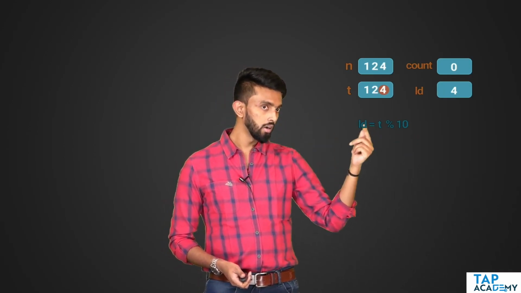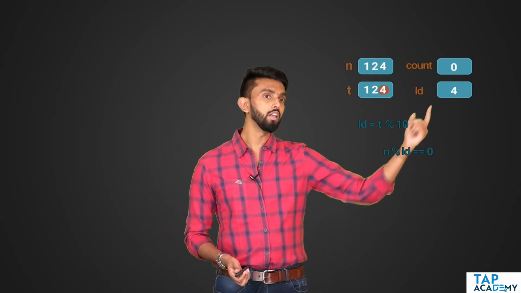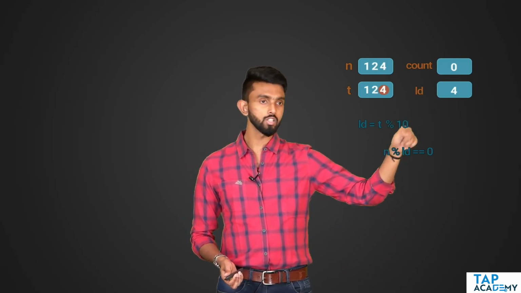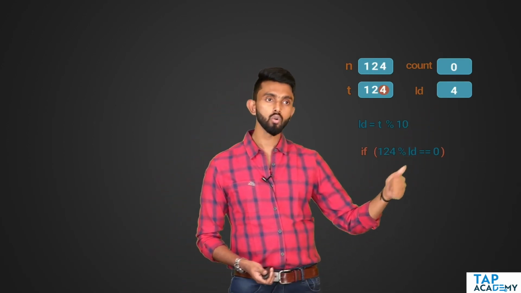Then I must check whether this last digit is a divisor. How will you do that? Just take n modulo LD, which means divide n by the last digit and see if the remainder is 0. If the remainder is 0, it's a divisor. If this condition is true, and yes, it will be true, since 124 divided by the last digit 4 leaves no remainder, then increment the value of count. I'm just telling count plus plus, so count will increase.